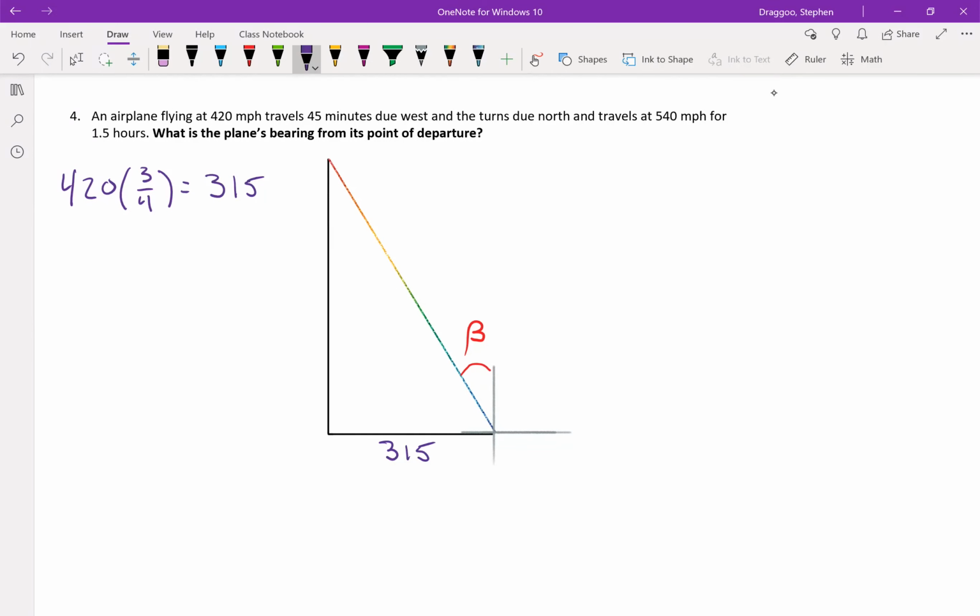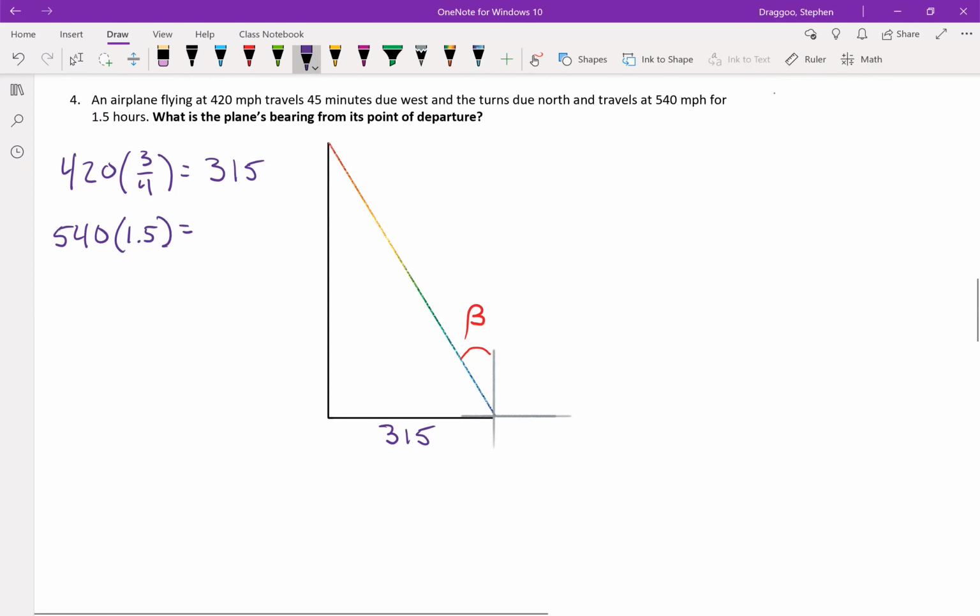I'll do the same thing for the other side. 540 multiplied by 1.5, and get yet another number. So 540 plus 270, that's 810.